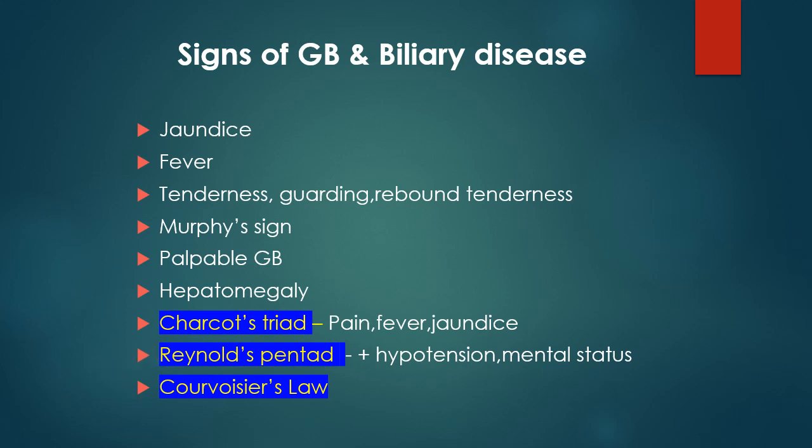And the third one is Courvoisier's law, which states that in an obstructive jaundice patient, if the gallbladder is palpable, the cause is unlikely to be due to gallstone obstruction of the CBD. On the other hand, it is more likely to be caused by more sinister conditions: carcinoma of the head of pancreas, cholangiocarcinoma, periampullary carcinoma.